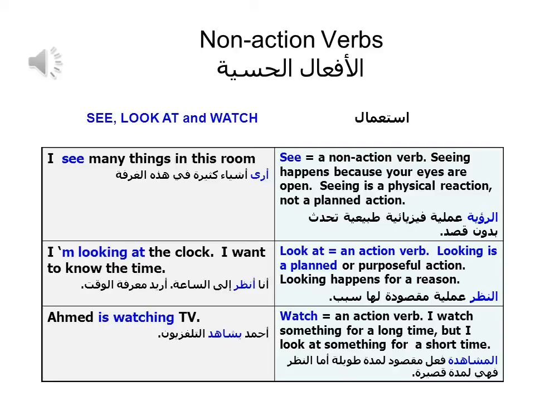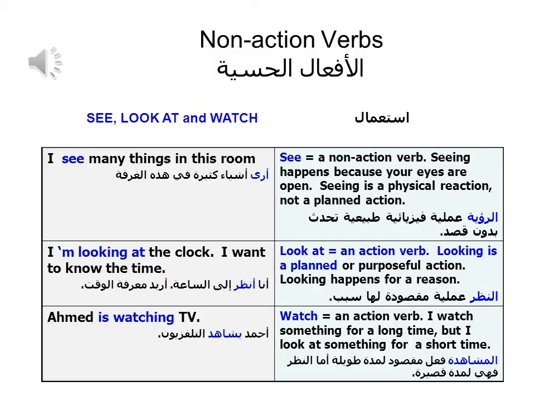Look is used as an action verb. So we say, I'm looking at the clock. I want to know the time. Look at is an action verb. Looking is a planned or purposeful action. Looking happens for a reason.